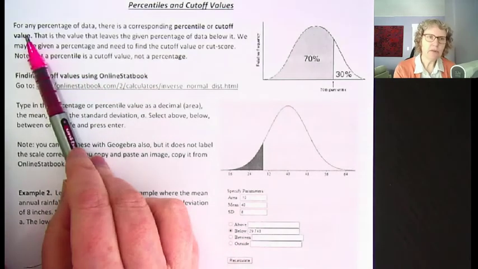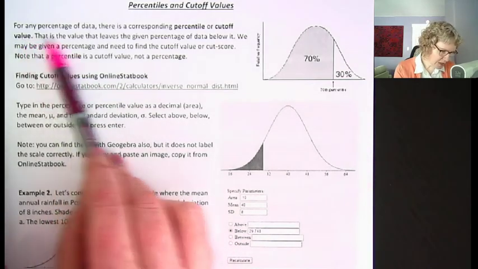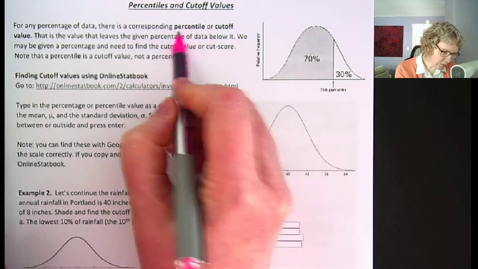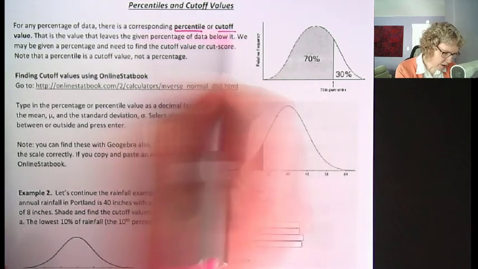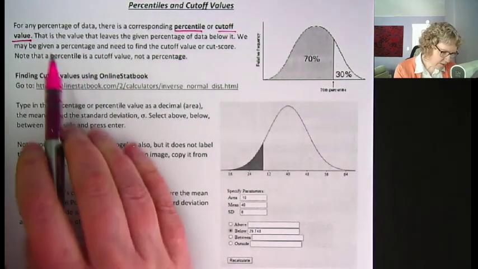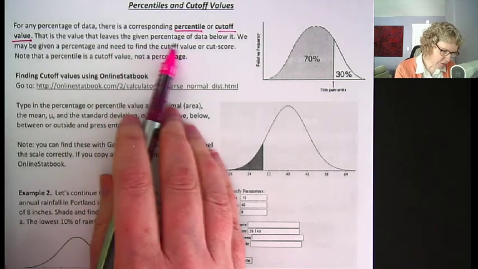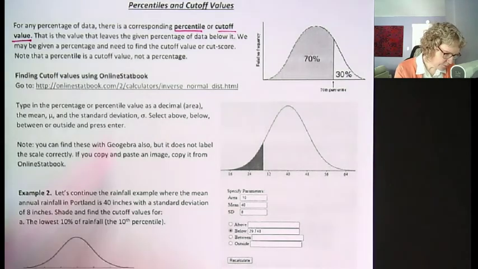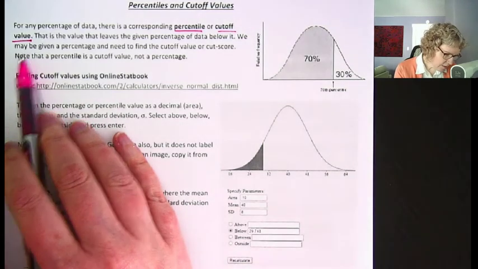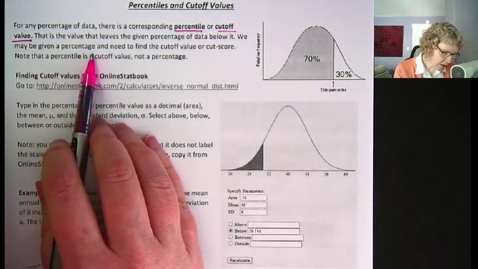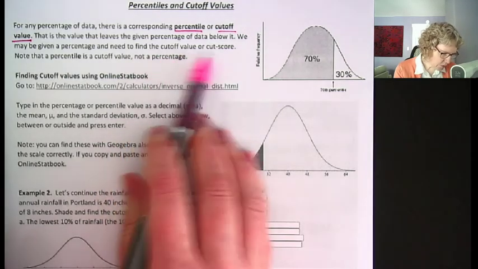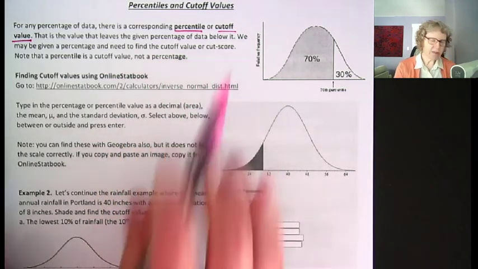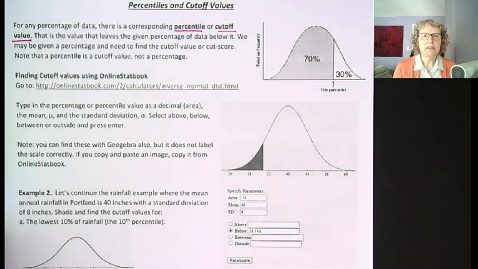So here it's written out in words. For any percentage of data, there's a corresponding percentile or cutoff value. That is the value that leaves the given percentage of data below it. So it's always the area to the left. We may be given a percentage and need to find the cutoff value or cut score. So the percentile is actually a value. It's not a percentage.